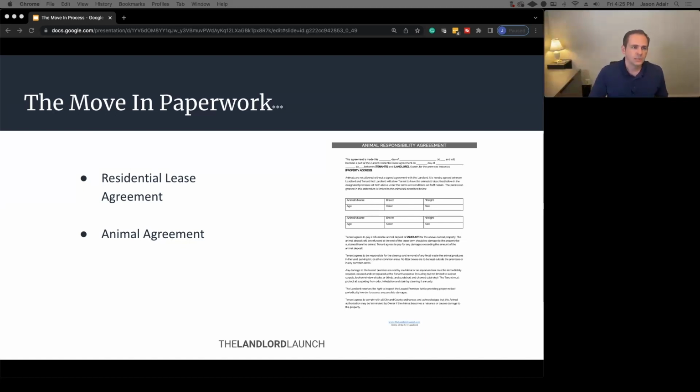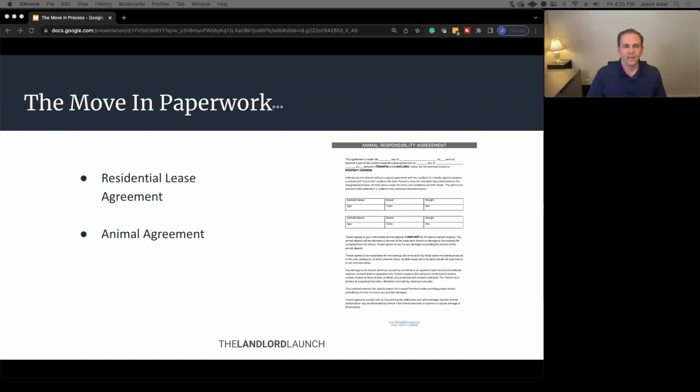I've started trying to change the habit of my verbiage, using the term animals instead of pets, especially with service animals, assistance animals, ESAs and all that stuff. So instead of a pet lease, I use an animal responsibility agreement. You can call it an animal lease or an animal addendum, whatever it is. The point of it is to give the tenant permission and outline the terms of having an animal in the home.